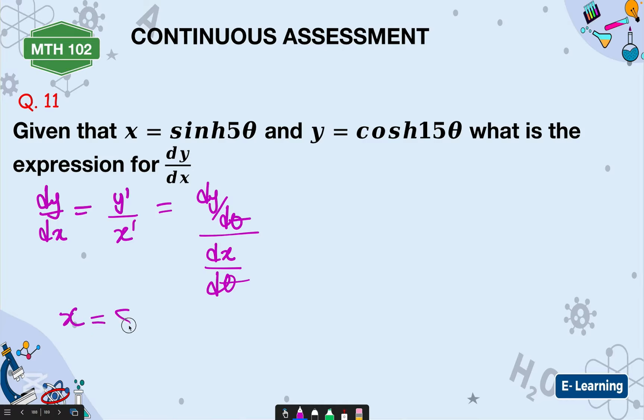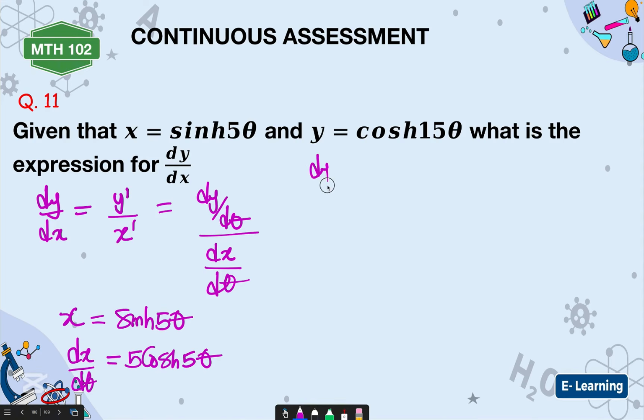x is sin 5θ. Your dx/dθ will be, when you differentiate this, 5 cos 5θ. All right, based on what we have learned. You differentiate the 5θ, multiply. When you differentiate sin θ, it will give us cos θ, then multiply everything again. These are things I've done before.